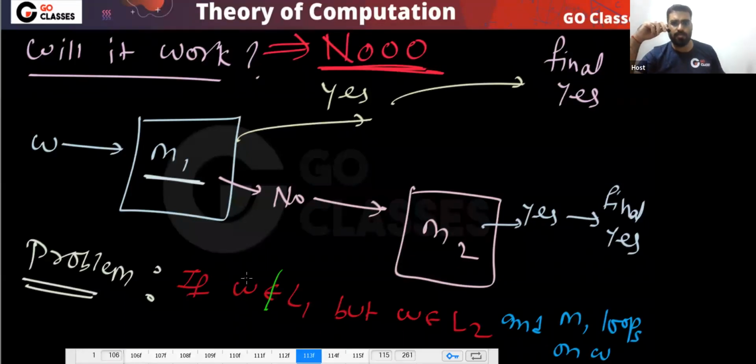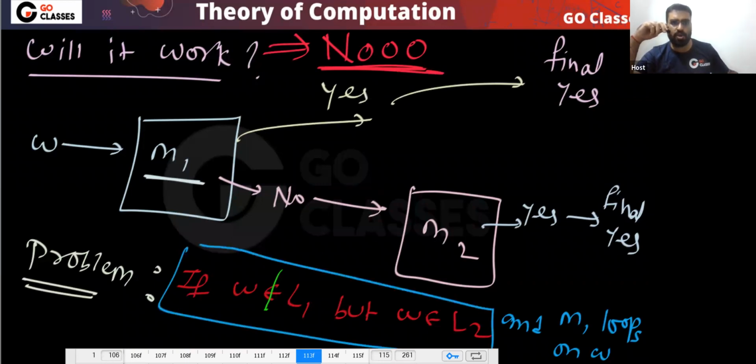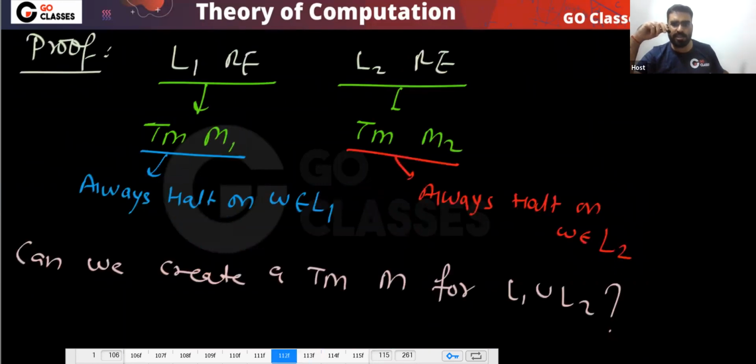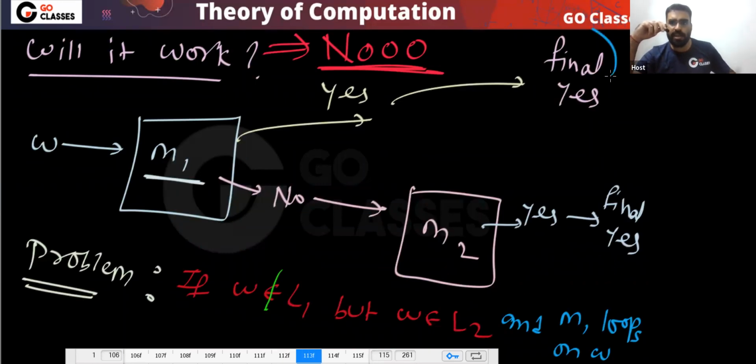M1 loops on W. Should this string finally be accepted or not by M? Yes, this should be accepted, because it is in L1 union L2. Finally, this string should be accepted by M.